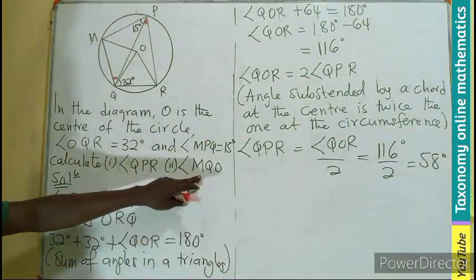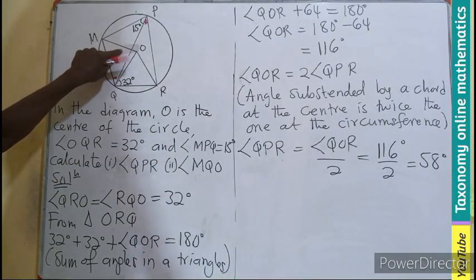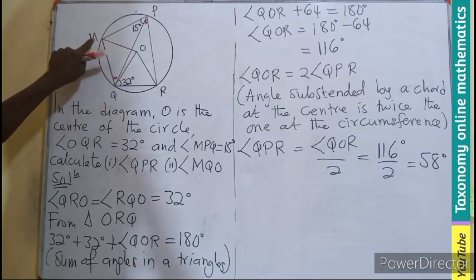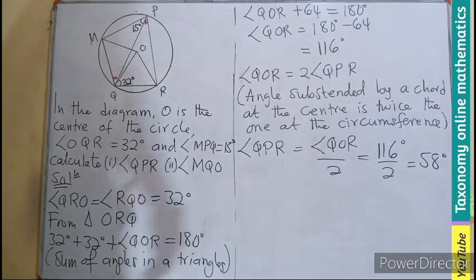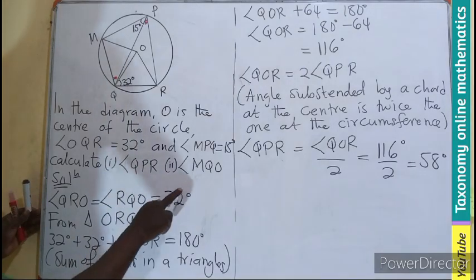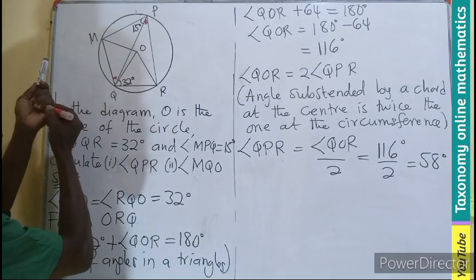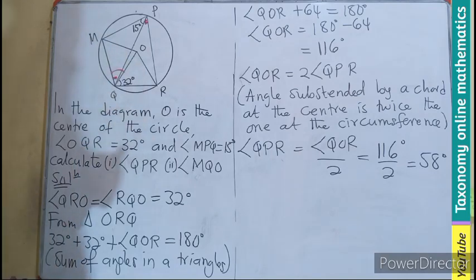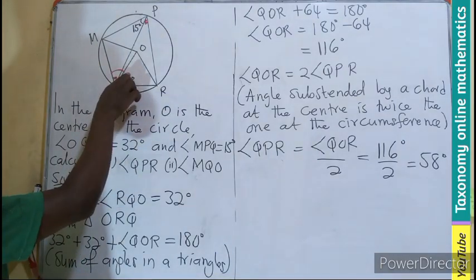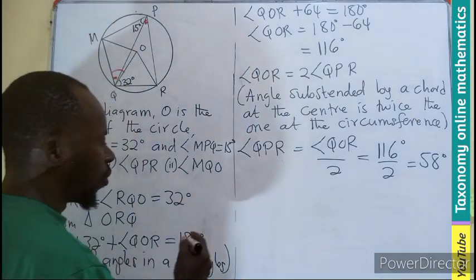Then in finding the second part, which is this, we can also use the same properties. This is a radius, so triangle MOQ will be isosceles, so their base angles will also be the same. But let's see what we are looking for: MQO. So it is from here to here. That's what you're looking for, not the smaller one. So the angle we are looking for plus this very angle are going to be the same.